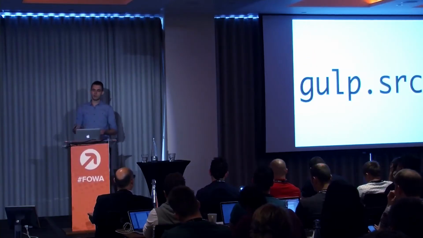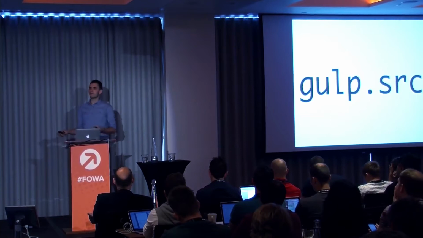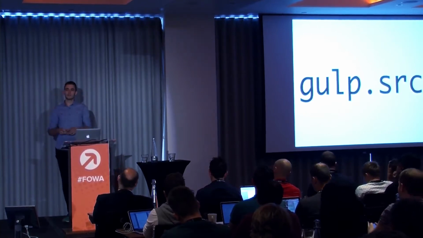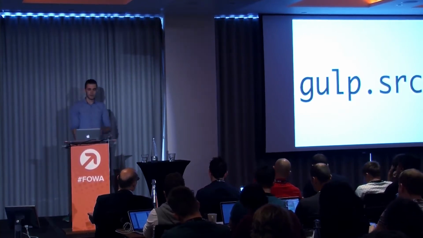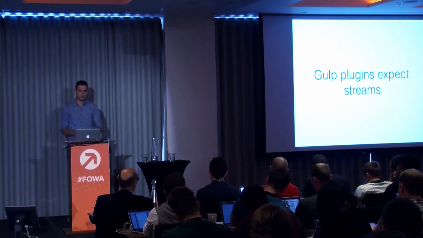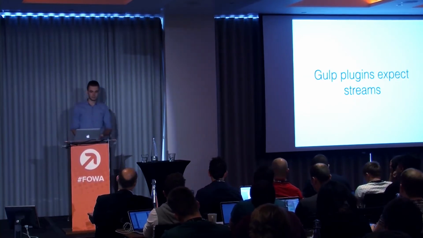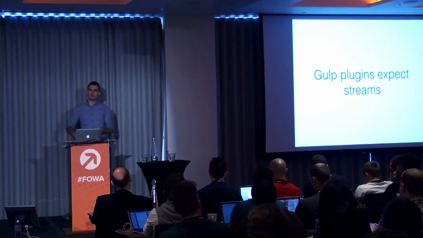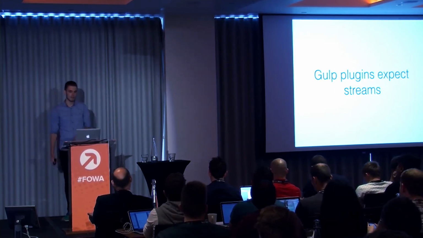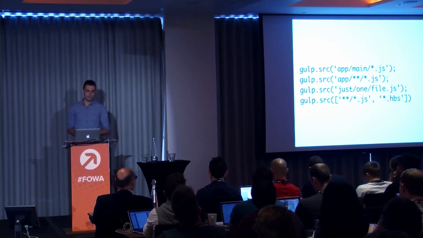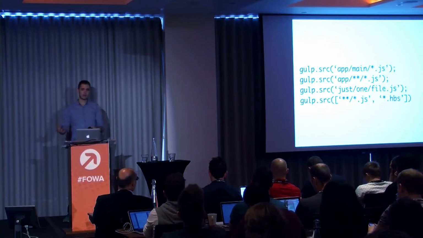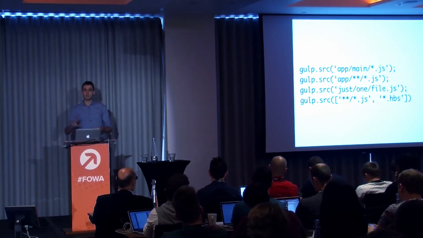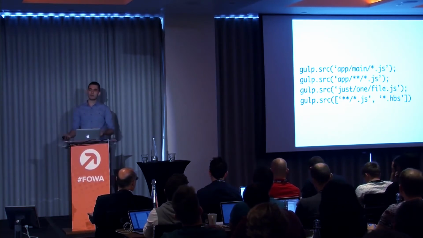But of course, I don't know about you, but my build processes are a bit more complicated than logging out hello world. What we can use is gulp.src. Gulp.src is what we use to grab files from the disk into streams that we can then process. The Gulp plugin conventions are fairly strict. Most plugins expect streams, and gulp.src is your main way of grabbing files and getting them into a stream. We can pass in either an array or just a single string. This can match a particular file, or it can use globbing patterns.